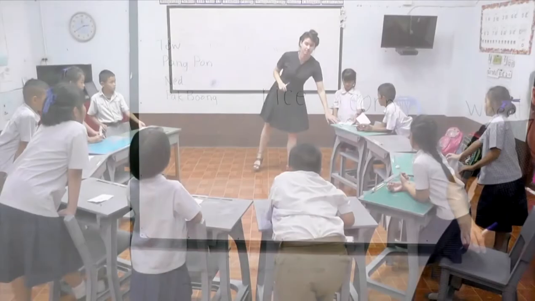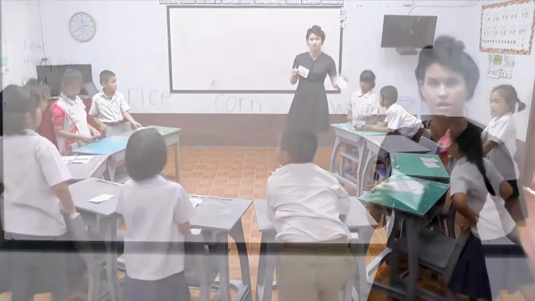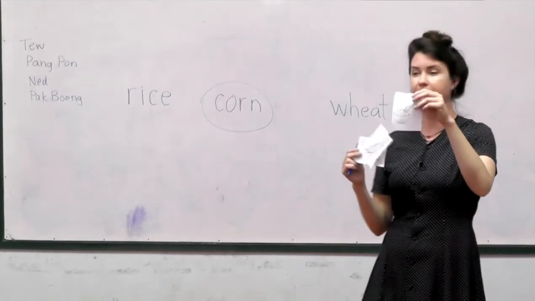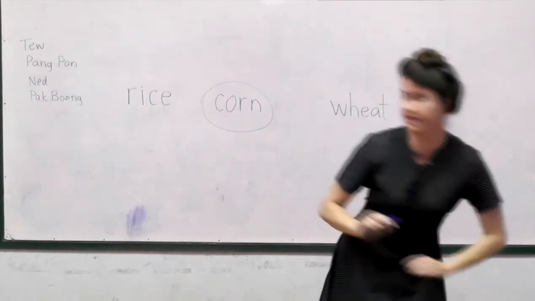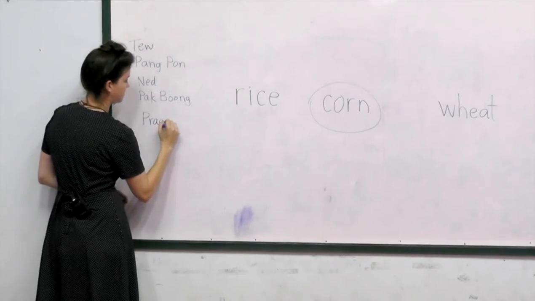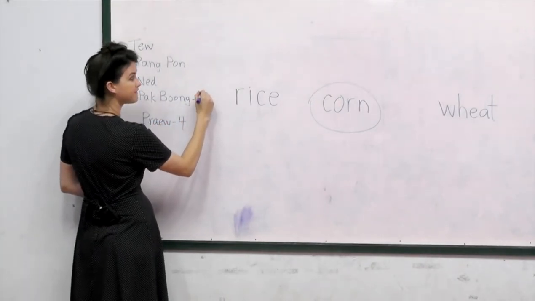Friends, let's take a look. Corn is 2 points. So two. Four. Five. Pak Boong has 5 points. The corn is two. Prow is four. Rice is one.